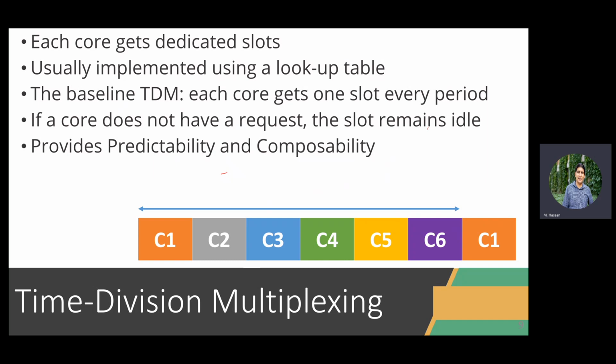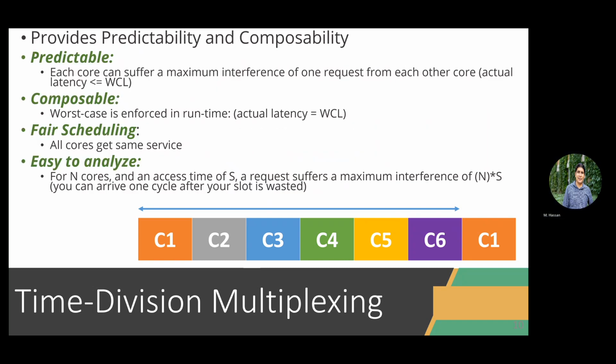So what I'm saying is that TDM is both predictable and composable. Why is that the case? Well, in TDM, I give every single core a slot, regardless of what other cores are doing. Whether a core has a request or not, it doesn't matter to me. For example, core 1 always gets this orange slot. Does it care about what other cores are doing in their own slots? No, I always have my own orange slot, right?